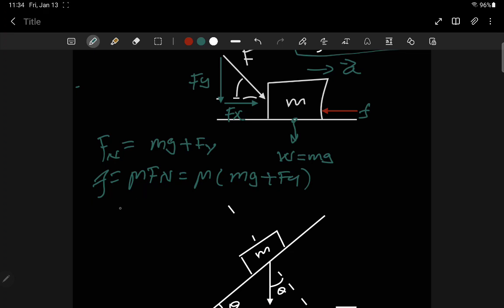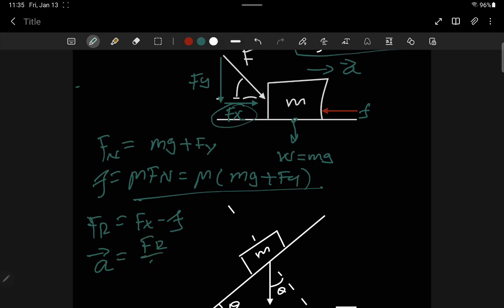And now the next thing to calculate is the resultant force. The resultant force is how much? The resultant force is the Fx, this force, minus the frictional force, because friction always resists your motion. We have the expression for the frictional force here. Now, once you get the resultant force, according to Newton's second law, the acceleration is the resultant force divided by the mass.